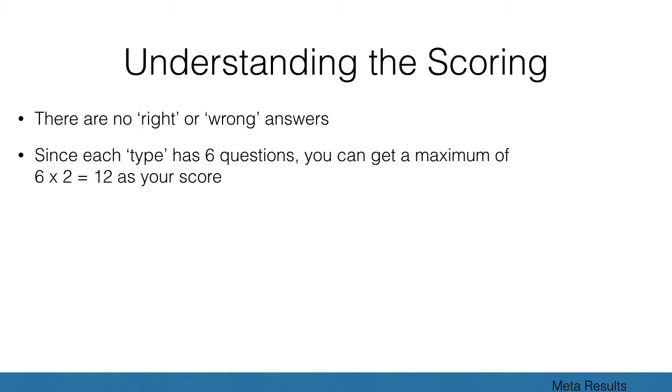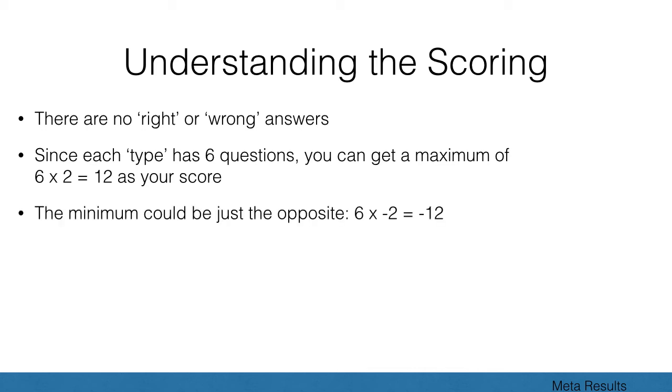Now, since each type has got 6 questions, you can get a maximum of 6 into 2, which is a +12 as your score. The minimum could be just the opposite, which is that you could actually get 6 into minus 2, which is a minus 12.